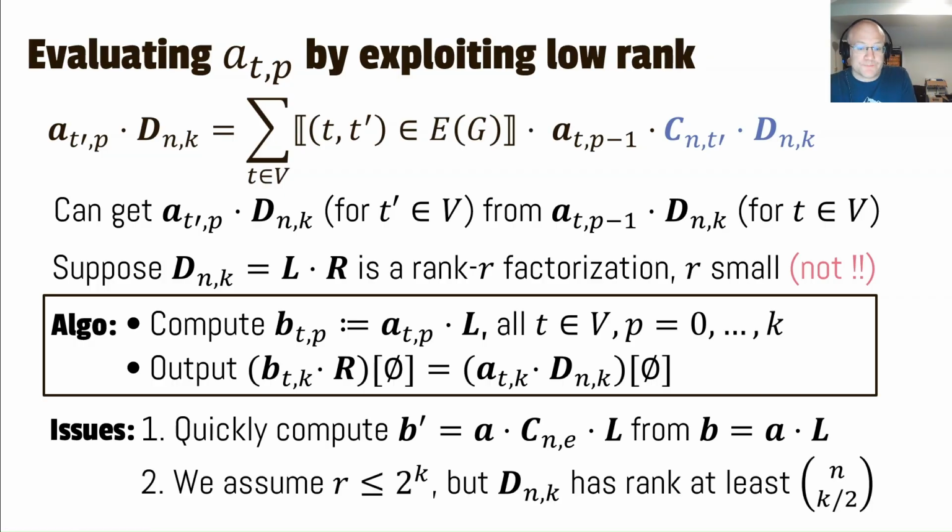The second issue is that in this approach I'm assuming that the rank, that is R, is at most 2 to the k, but it turns out that this matrix D and K actually has a full rank, or no, maybe not full rank, but as large as makes sense. And that's way too large. Okay, so two issues, and now I'm going to briefly discuss how we bypass both issues in the paper.